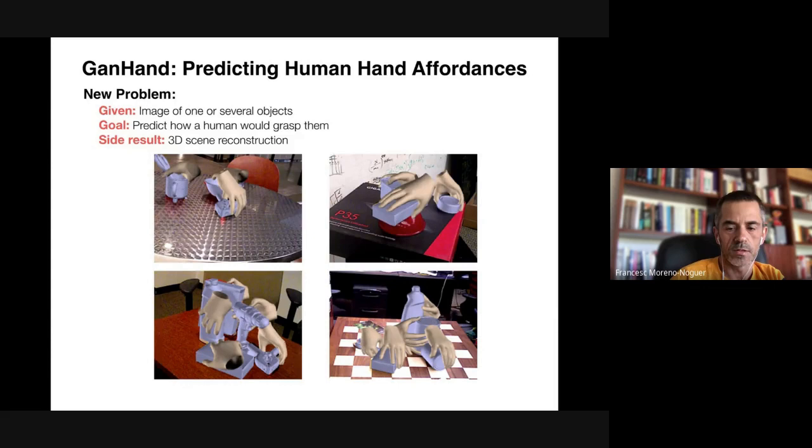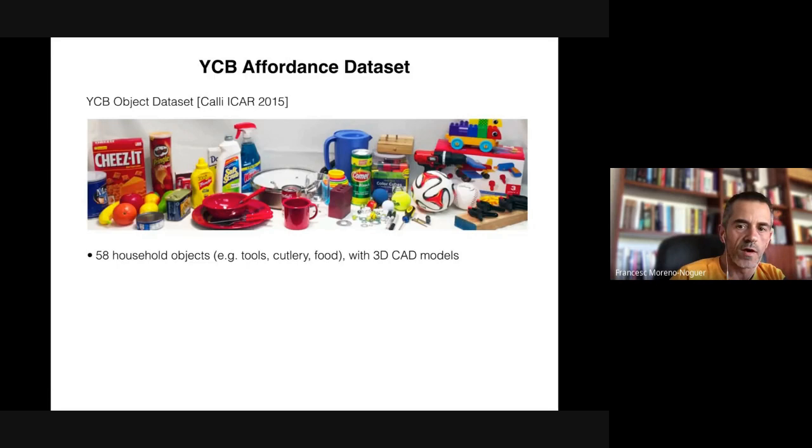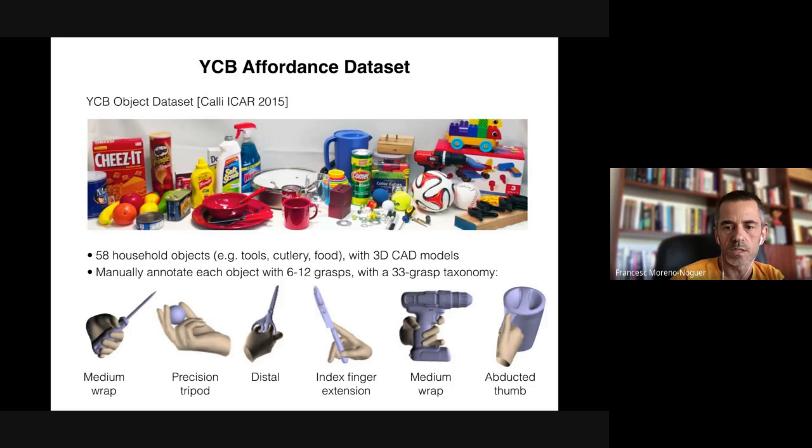Why may this be useful? Some very immediate applications are prosthetic design, human-robot interaction, and VR and AR applications. Again, the first thing we had to do, unfortunately, was to create a data set. There was already a data set called the YCB affordance data set, made of 58 household objects. We had the CAD model of every object, but we enriched this data set with grasping information. Basically, we manually annotated each one of the objects with different types of grasps, in 33 grasp taxonomies that already existed.